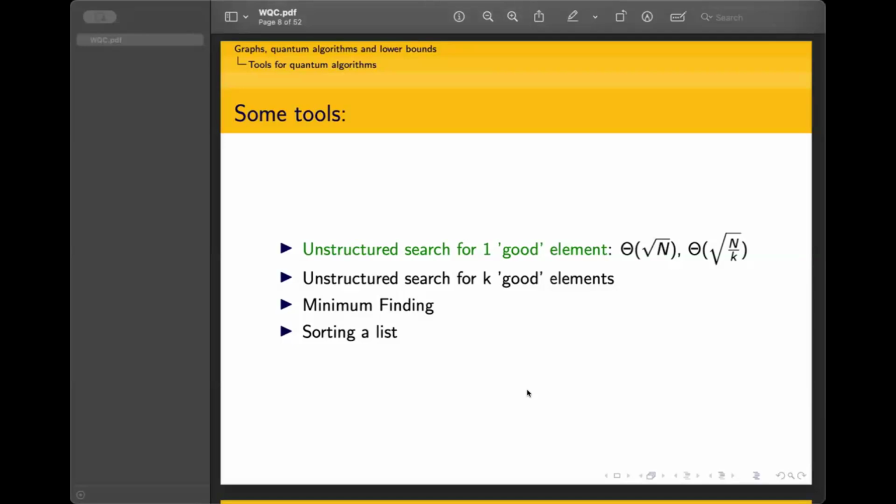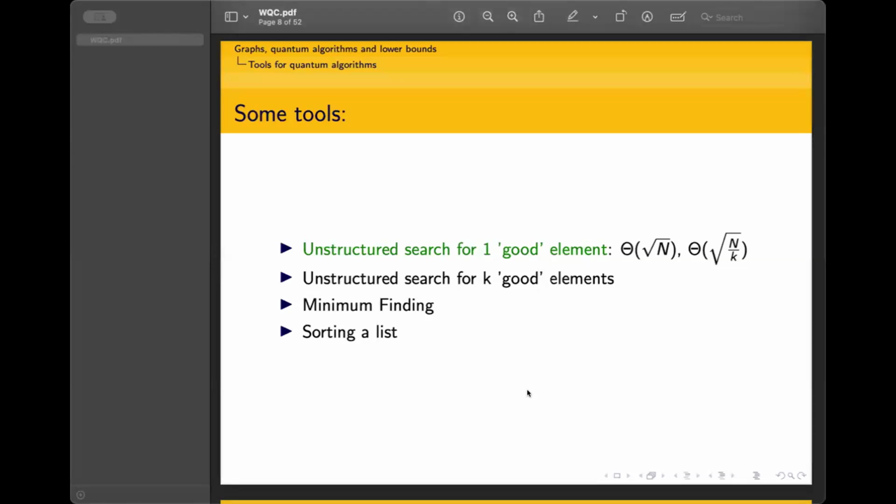If you have k good elements in your list, so the square root of n is the worst case scenario, right? Where you have a list of n elements and only one of these elements is known to be the good element. And then it's square root of n. But if you have k good elements, then it's square root of n divided by k. So it's a fun fact, basically.